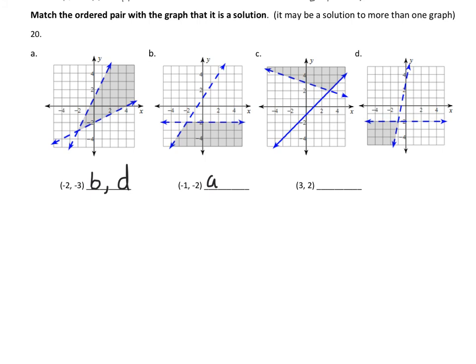And then the next one, is it in D? -1, -2. No, it is not, because this point here is not in the shaded region, and it is actually on the dotted line, so it is not part of the solution set. So for -1, -2, the only graph that fits is A.